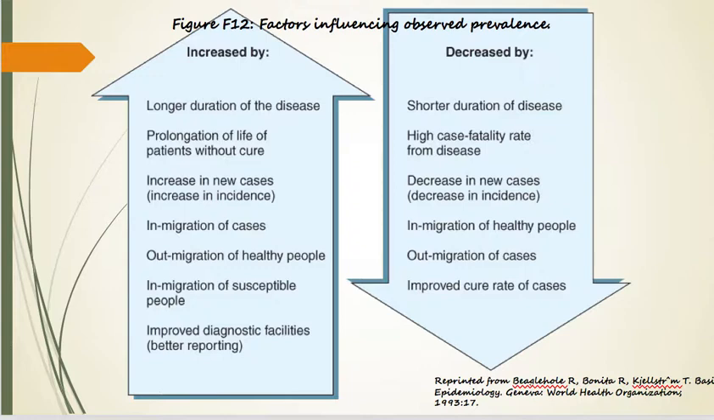Also, improved diagnostics, either screening tools or facilities, will help to increase the prevalence. We'll know about them sooner. Prevalence is decreased by shorter duration diseases or diseases like Ebola, which had a high case fatality rate. Prevalence can also be decreased by improved cure rates.